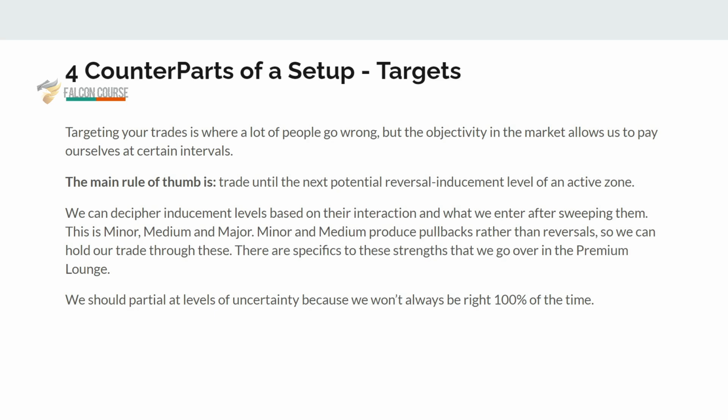So the main rule of thumb to either partial or take full profit of your trade is to trade until the next potential reversal inducement level of an active zone. Essentially this is saying that we're trading to the inducement level of an order block that can reverse on us. We don't always know if it's going to reverse or continue from that order block, and that's why we have our inducement levels as undetermined.